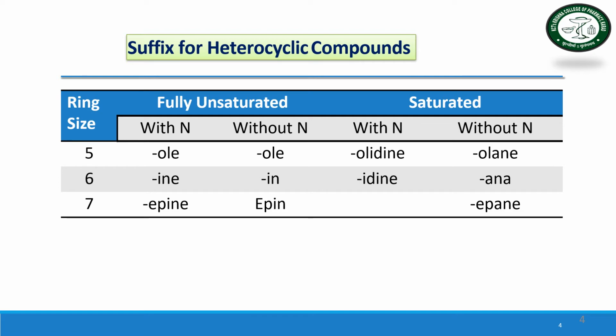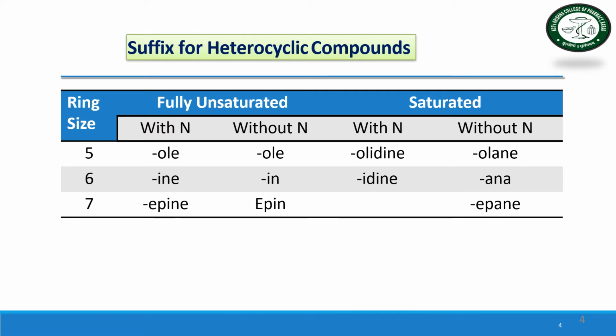But here, what is the meaning of fully unsaturated and fully saturated rings? Unsaturated rings: the presence of a double bond in the ring is known as an unsaturated ring. The absence of a double bond in the ring or the structure is known as a saturated ring. So whenever a saturated ring is present in the structure, there is absence of double bond, but an unsaturated ring contains a presence of double bond.